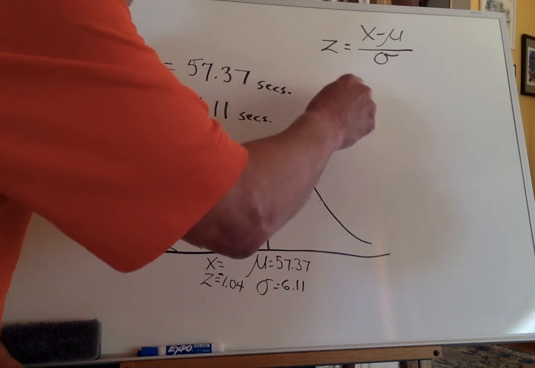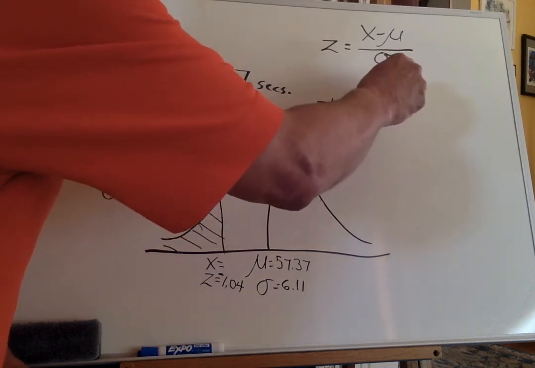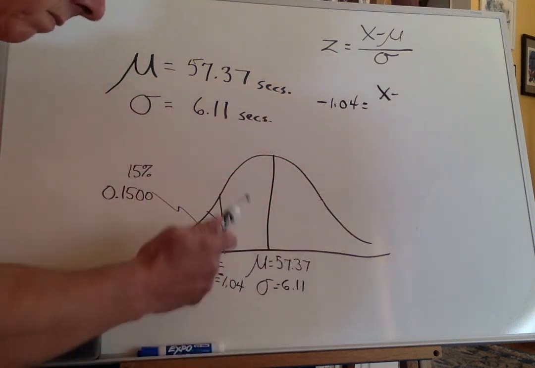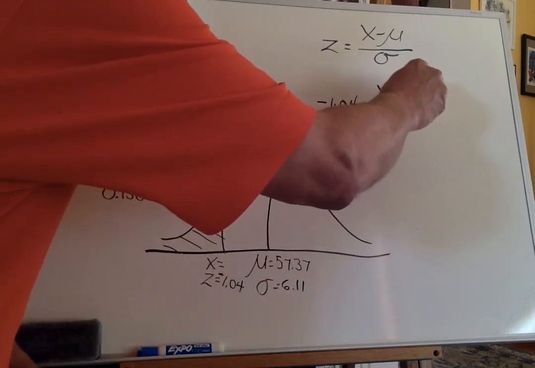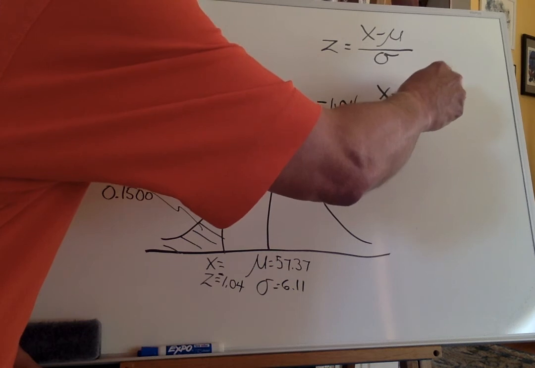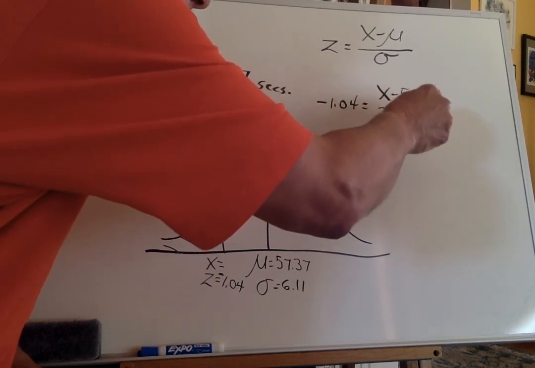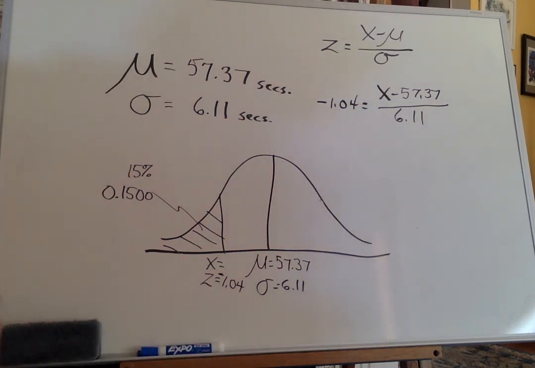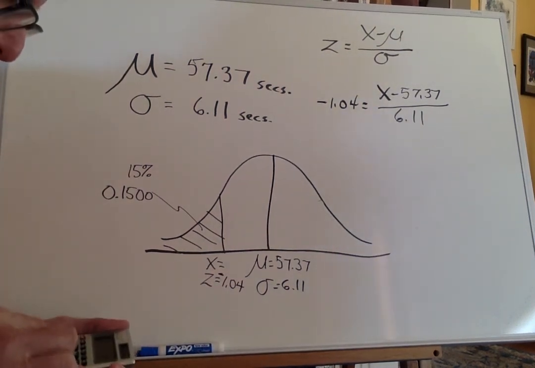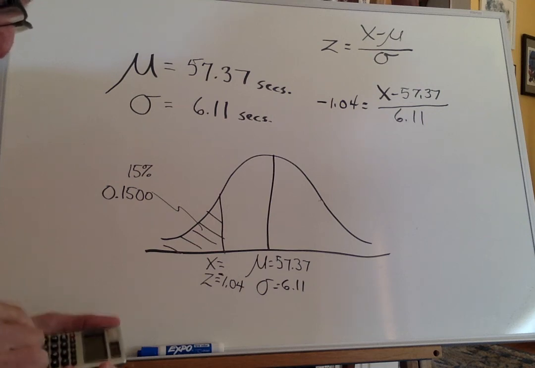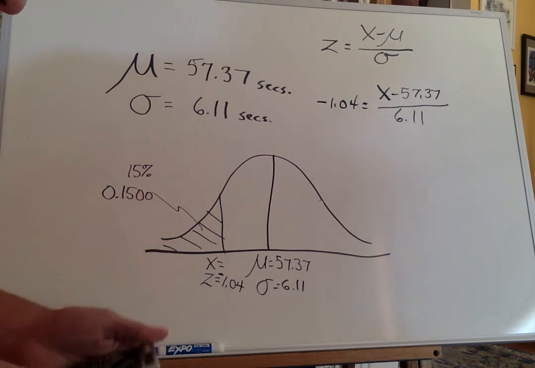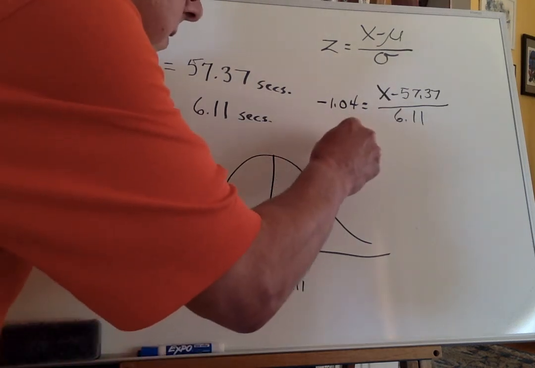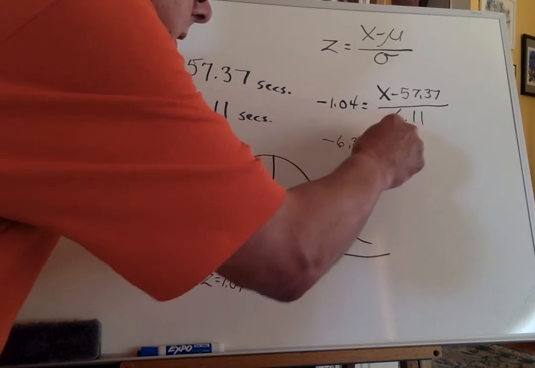So now I have my three variables. I have negative 1.04. I'm looking for an x value. That is, what running speed do I have to make to get a letter of invitation? The mean is 57.37. The standard deviation is 6.11. And so let's do the calculations here. 6.11 times 1.04 equals negative 6.35. Negative 6.35 is equal to x minus 57.37.